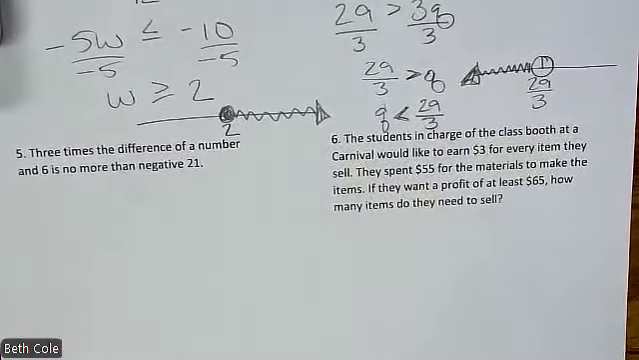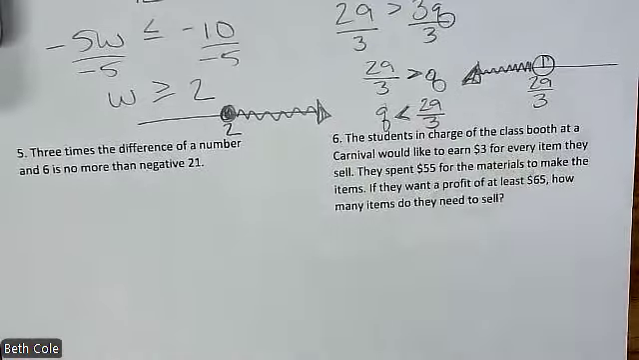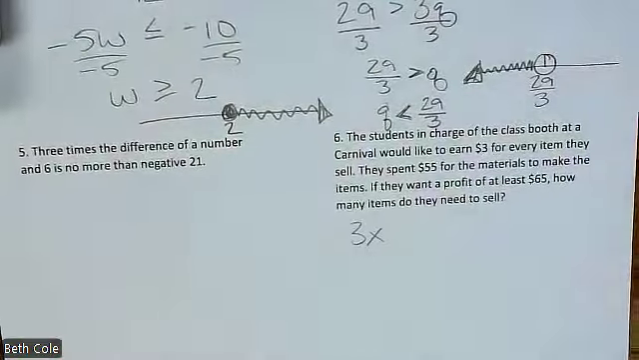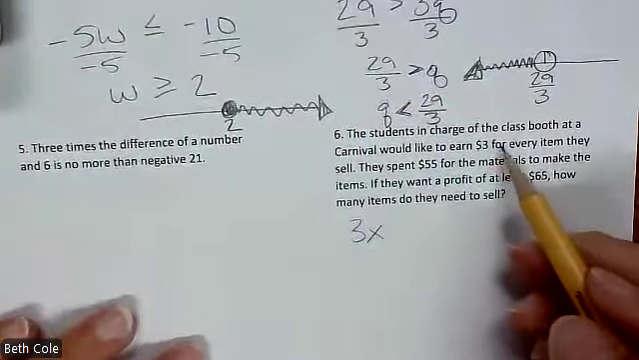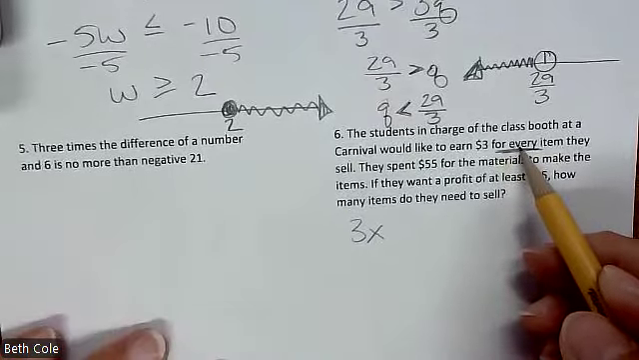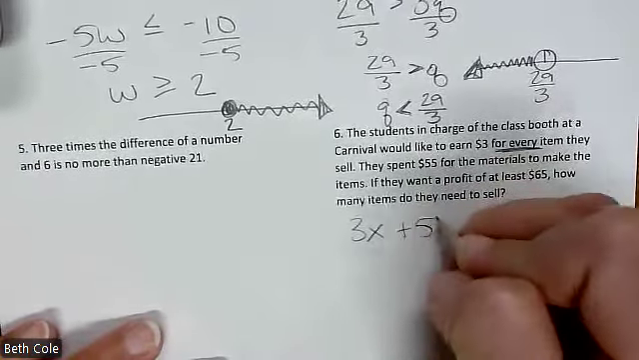Students in charge of the class booth at a carnival would like to earn $3 for every item. Now it didn't say per, but do you understand it's $3 per item? Good, so 3x. The thing that's the per gets the x. It's $3 for every item. That means per. $3 per item. Good, they spent 55 already.